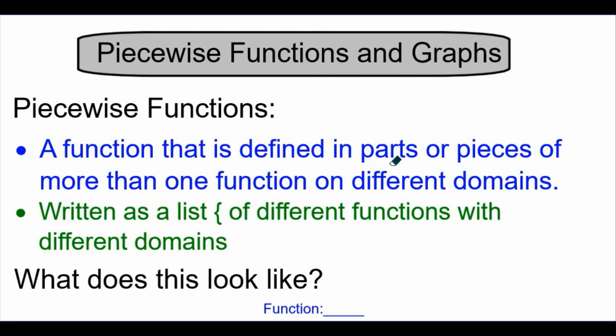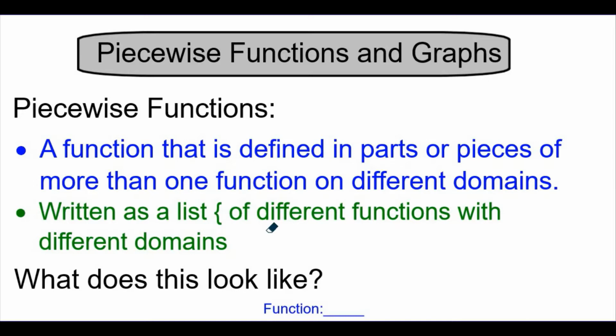So in this video, we are going to talk about how to graph a piecewise function and explain what a piecewise function is. A piecewise function is simply a function that is defined in parts or pieces, of more than one function on different domains. Meaning you might have part of the graph that's quadratic, but part of the graph that's linear, and then another part that is an absolute value function. And those domains are limited based on what you see. It is written as a list of different functions with the different domains included.